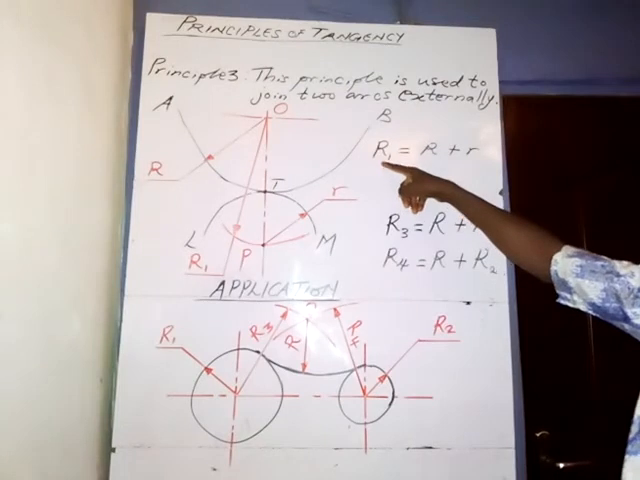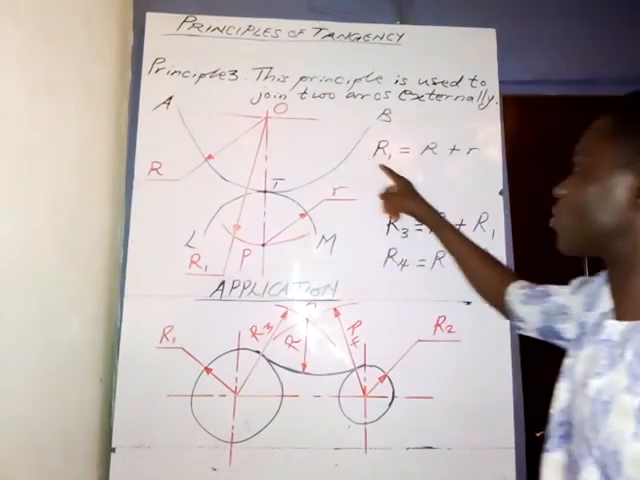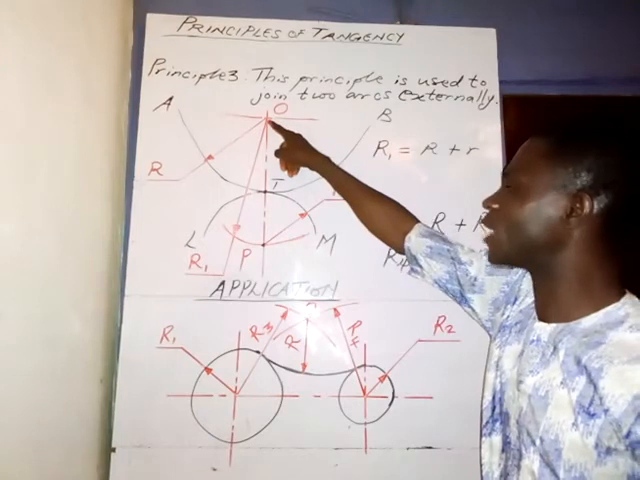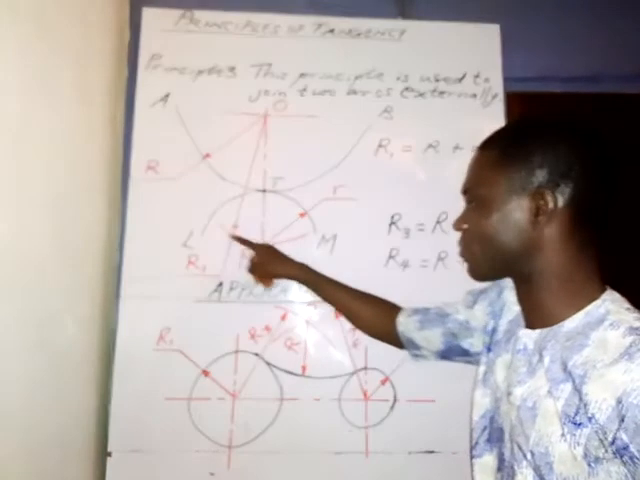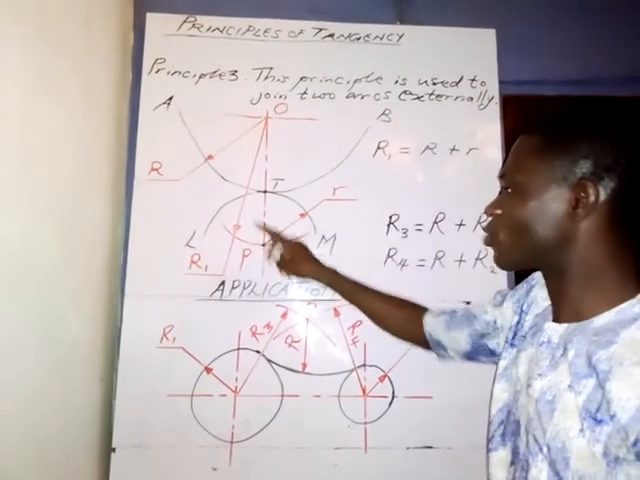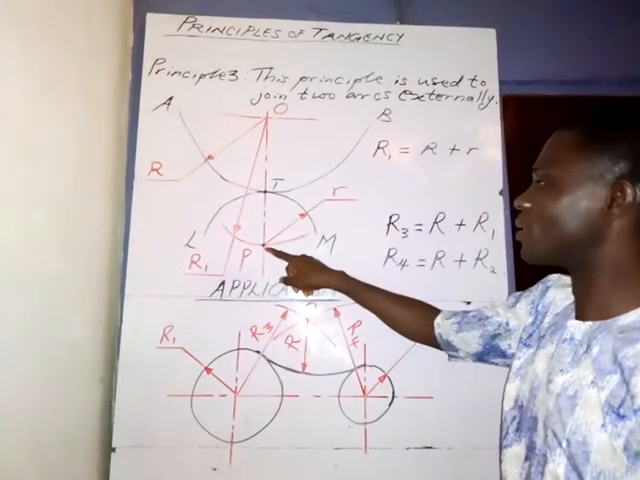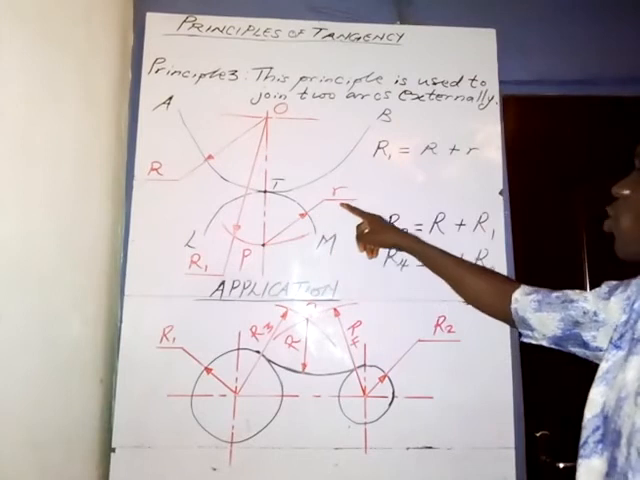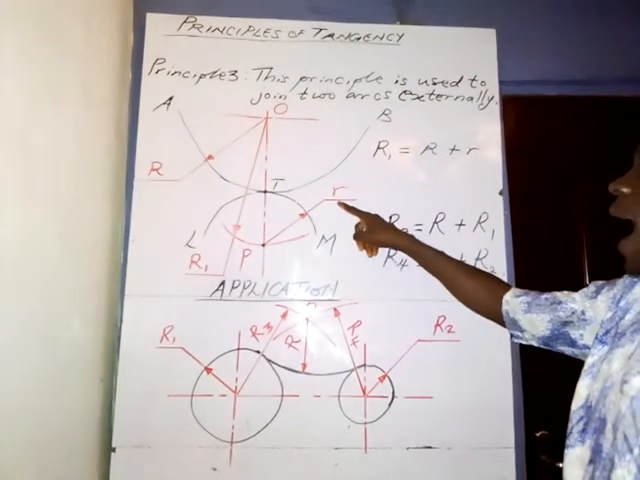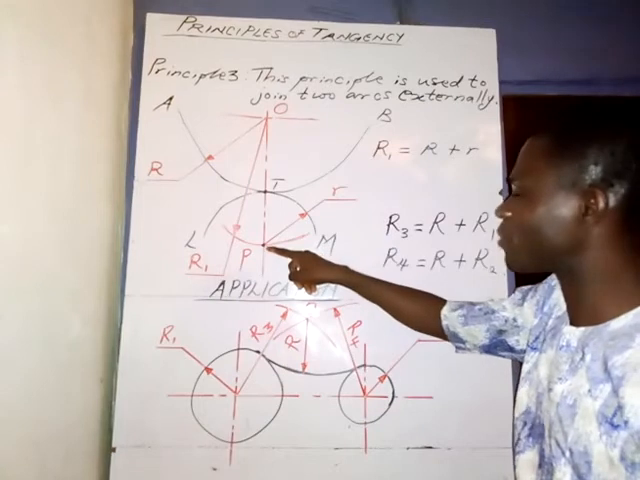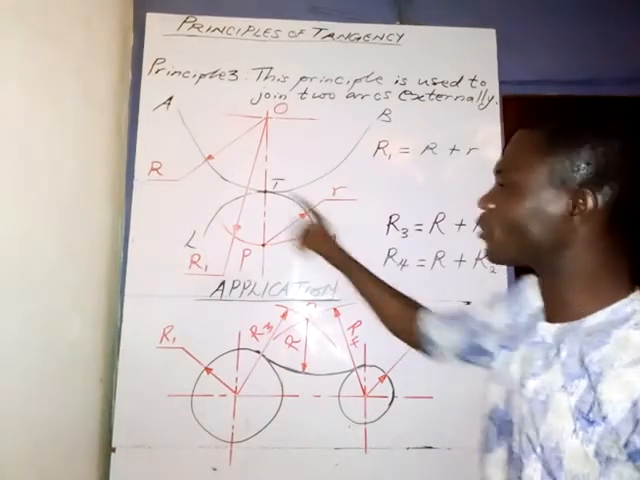So what you just need to do is to put your compass, take the radius R1 that you have calculated, put it at this point O here, and make an arc. The arc will touch this line at this point Q. Then you take the radius of arc LM, put the pinpoint of the compass at this point, and draw this arc.